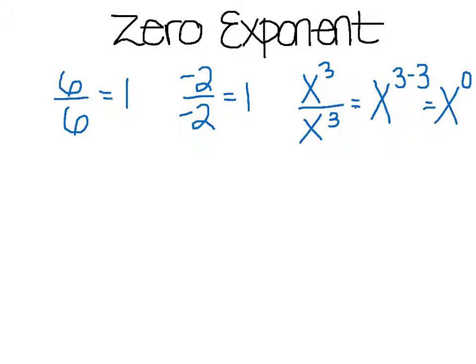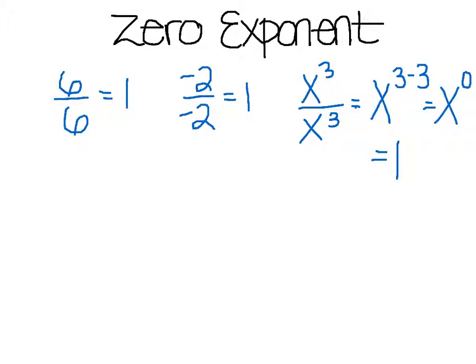But we also said when we divided the same number by itself, we got 1. So what should x cubed divided by x cubed equal? If it equals x to the 0th, that should also equal 1 because it's the same thing in the numerator as it is in the denominator. Therefore, what does any power of 0 have to equal? It has to equal 1.